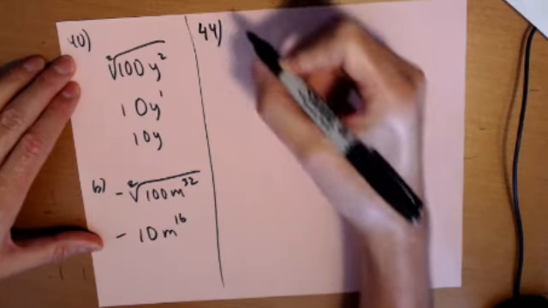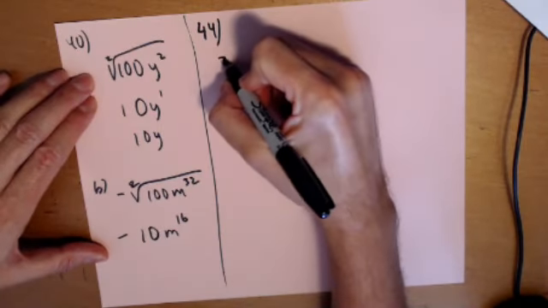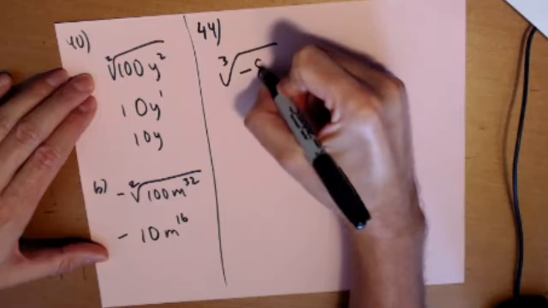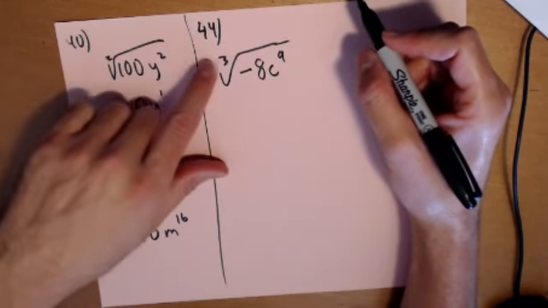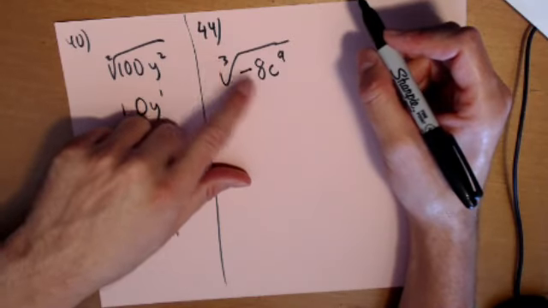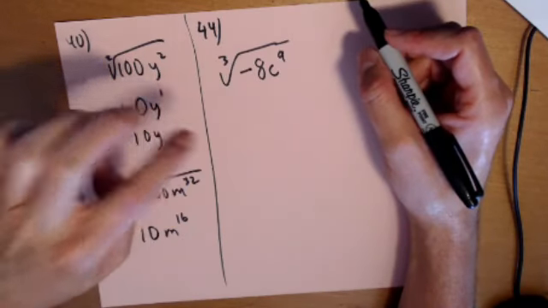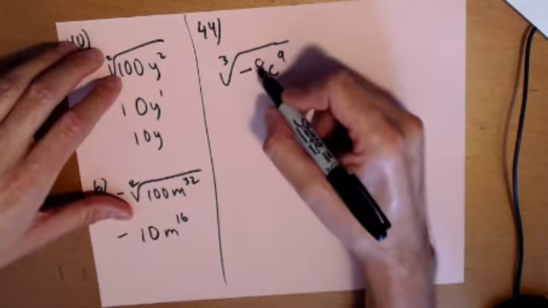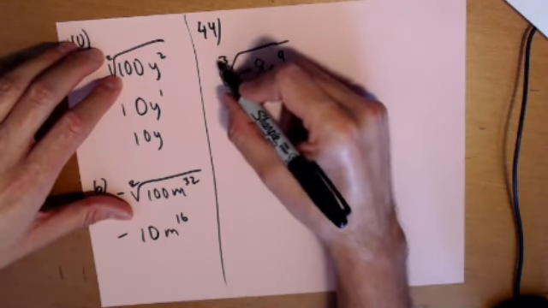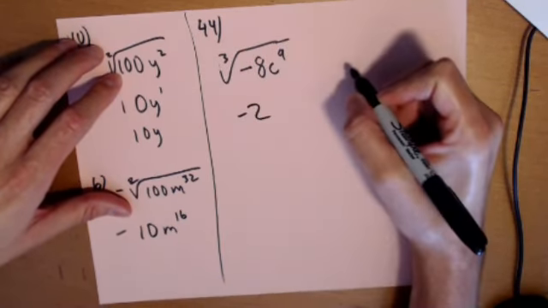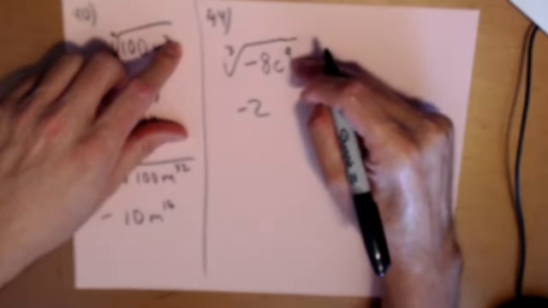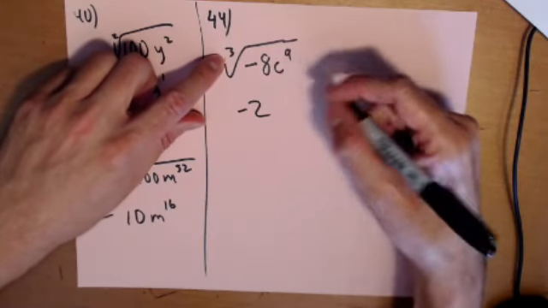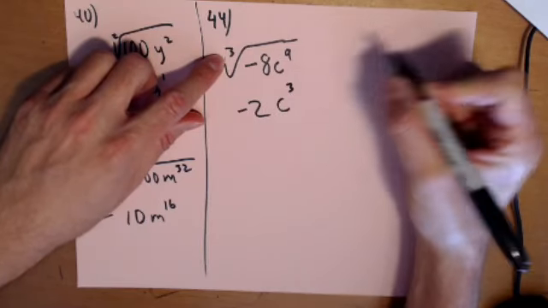44. Cube root of negative 8c to the 9th. Okay. Cube root of negative 8. Oh, didn't we do that earlier today? That's negative 2 times negative 2 times negative 2. So the cube root of negative 8, because you can take odd roots of negatives, is negative 2. So I was just focusing on the number stuff. Now let's look at the letter stuff. C to the 9th, but I'm taking out chunks of 3. Oh, I could take out 3 groups. Aha.